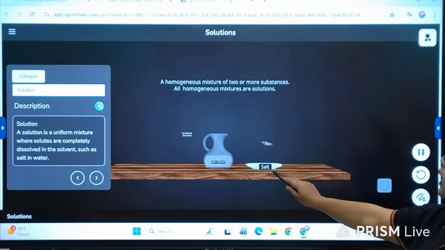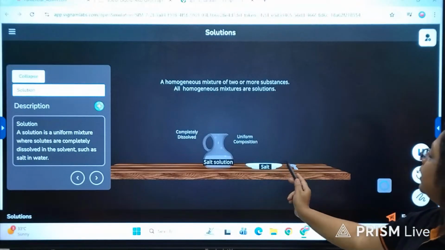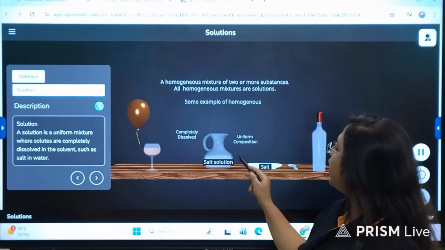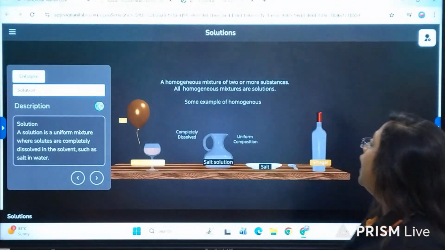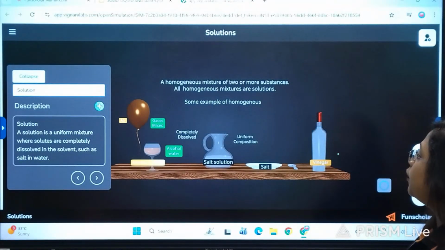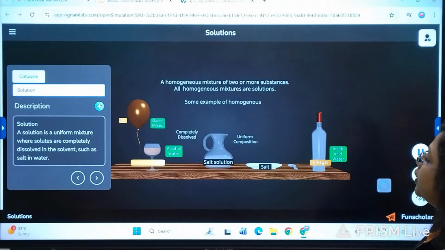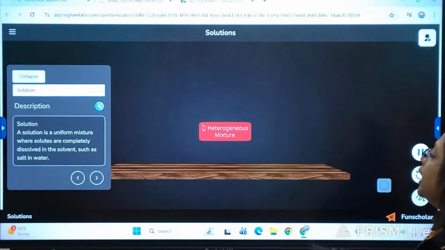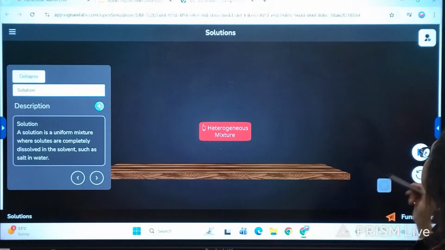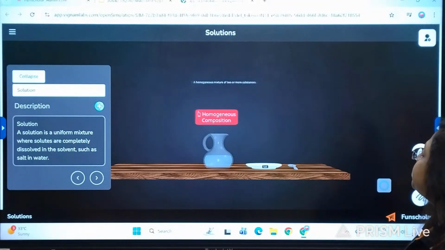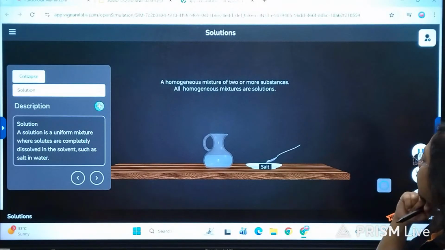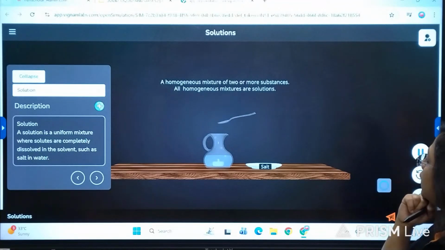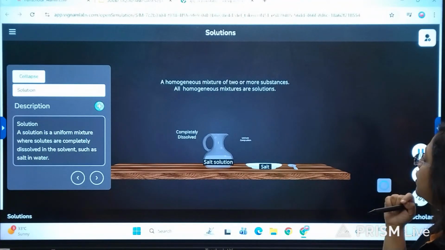Here we can see salt and here is water, and here we put some salt into water and we can see that a salt solution is formed. If we talk about some examples of homogeneous mixtures or solutions, we can say alcohol and water, and gaseous mixtures, in the case of a balloon, like an air mixture. Here this salt solution is formed.